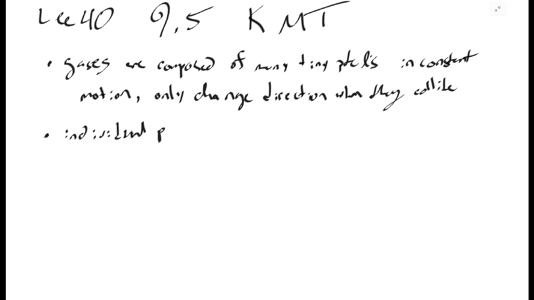Okay, next up, individual particles have zero volume. Okay. Technically, what the law says is that they have negligible volume compared to the space in between the particles. The particles are so very, very small that they don't take up any volume at all. It's just a sort of simplifying assumption going into this.